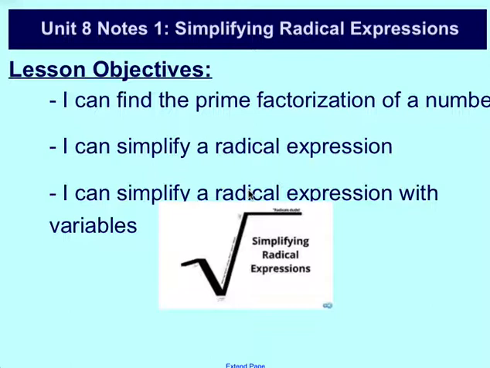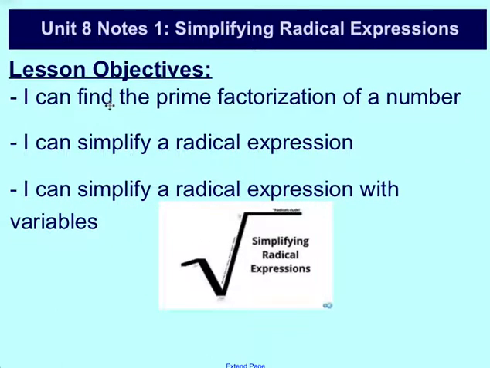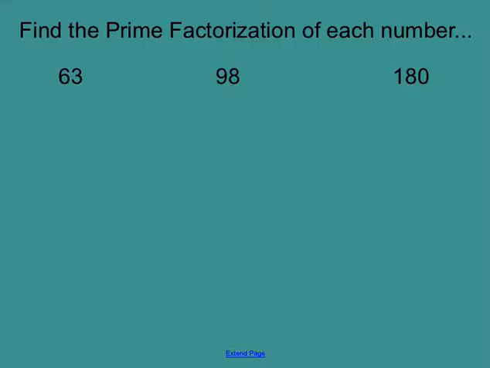So we're going to be talking about simplifying radical expressions. First of all, we want to talk about finding the prime factorization of a number. So we're taking a number and breaking it down into primes. Then we're going to talk about simplifying a radical expression, which is going to use that same prime factorization idea, and then we're going to add variables on top of it. So let's take a look at what that's going to look like.